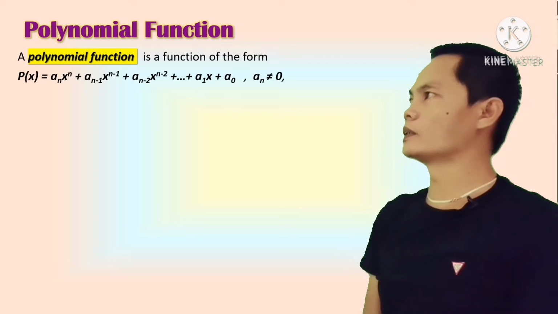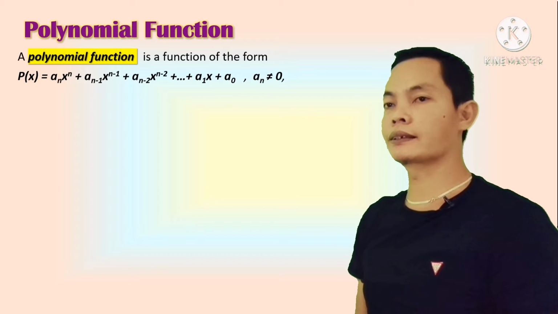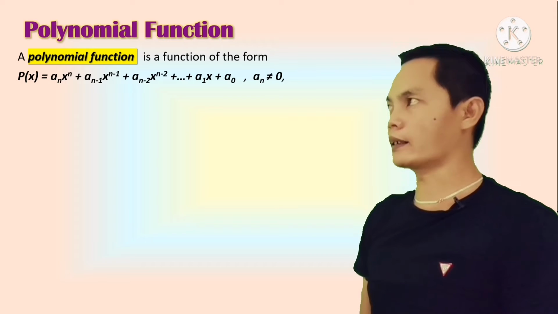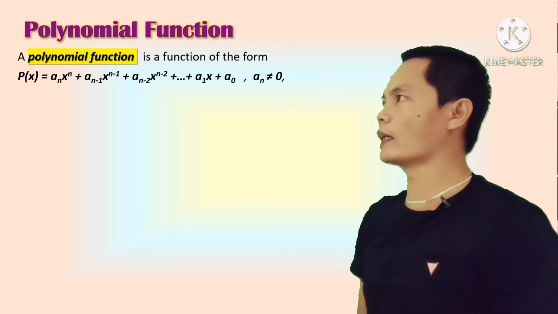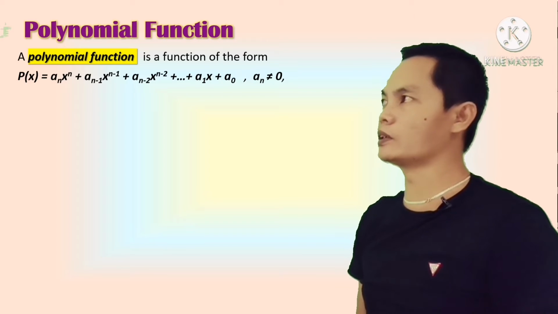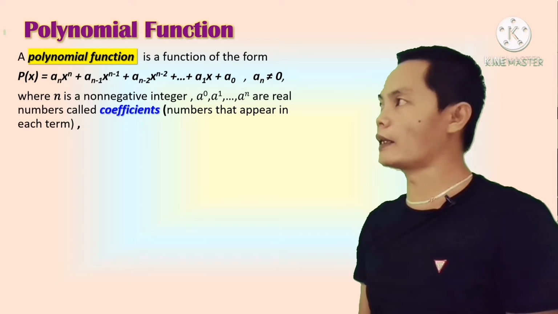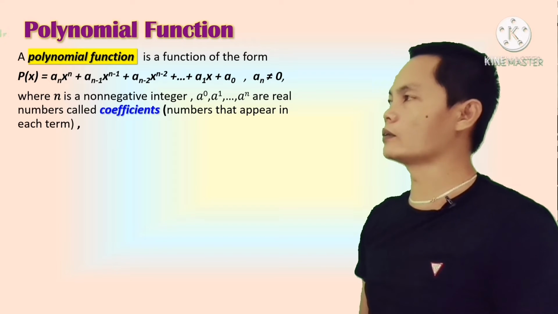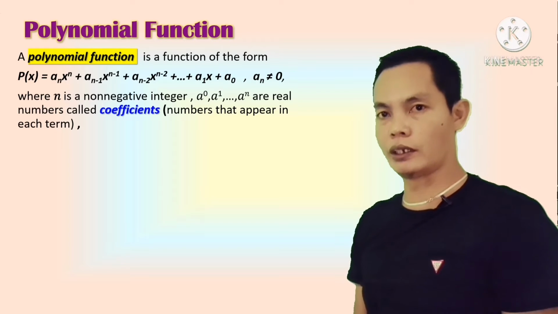A polynomial function is a function of the form p of x equals a sub n, x raised to the power of n, plus a sub n minus 1, x raised to the power of n minus 1, plus a sub n minus 2, x to the n minus 2, plus a sub 1 x plus a sub 0, where a sub n should not be equal to 0. Where n is a non-negative integer, and a sub 0, a sub 1, a sub n are real numbers called coefficients, numbers that appear in each term.